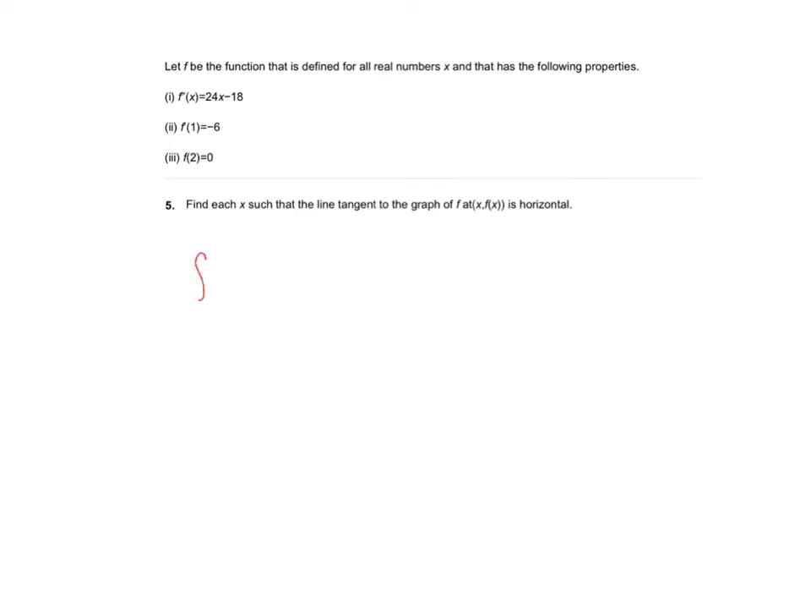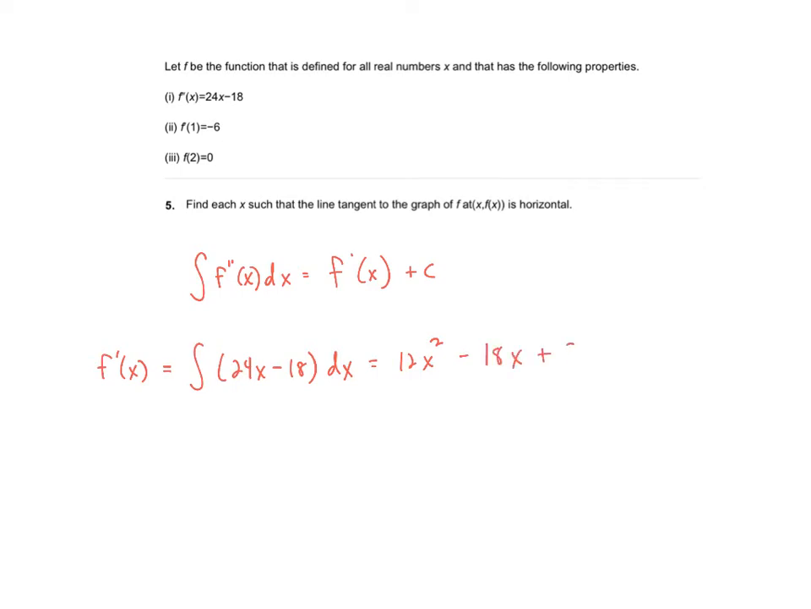So if you take the integral of f double prime, this will be f prime, you know, technically plus c. So we'll do that. So we'll do integral. So f prime of x equals the integral of f double prime, which is 24x minus 18. We integrate, we get 12x squared minus 18x plus c.